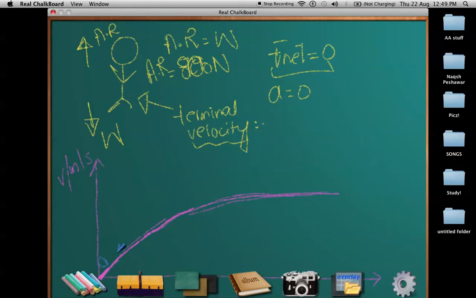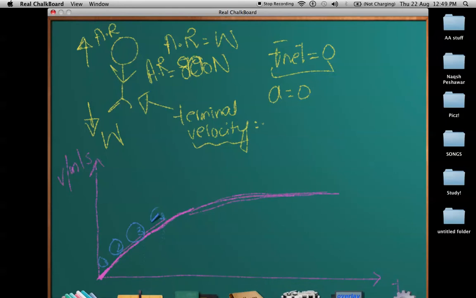So if this was 1, this was 2, and this was 3, and this was 4, because the air resistance was increasing, the net force was decreasing every time. This constant velocity at which the object travels, once the weight and air resistance balance each other, is known as terminal velocity. And this is the velocity.